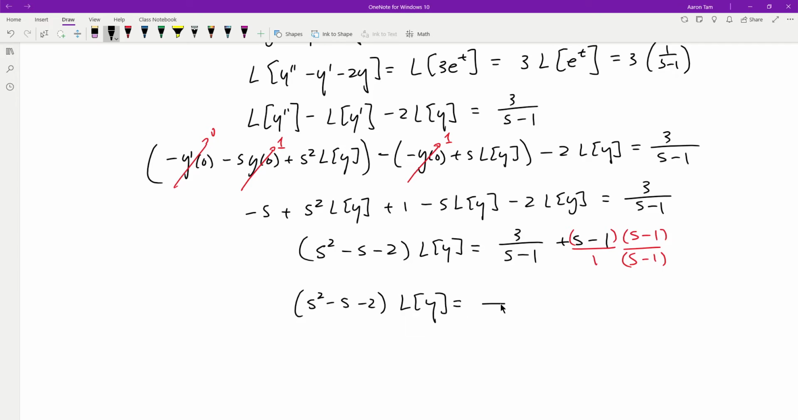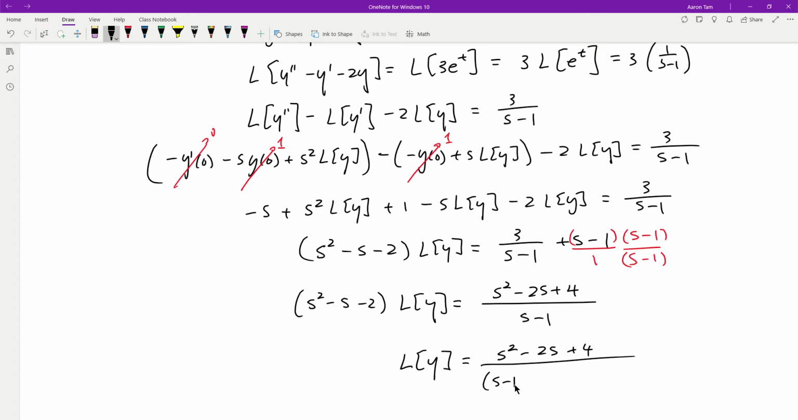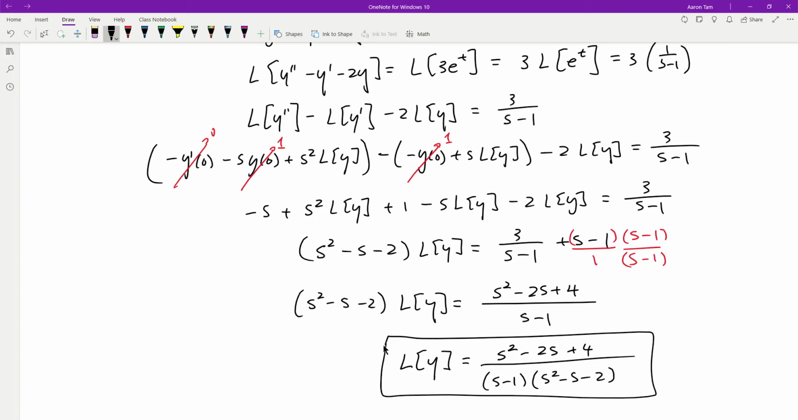So if you do that correctly, you have s minus 1 on the bottom, and the top will be 3, and s minus 1 times s minus 1 is s squared minus 2s plus 1, so plus 3 will be plus 4, so s squared minus 2s plus 4. And now, our final step, our Laplace transform of y would equal s squared minus 2s plus 4 over s minus 1 times s squared minus s minus 2. So now we finally get down to what the Laplace transform of y is, which equals this fraction.